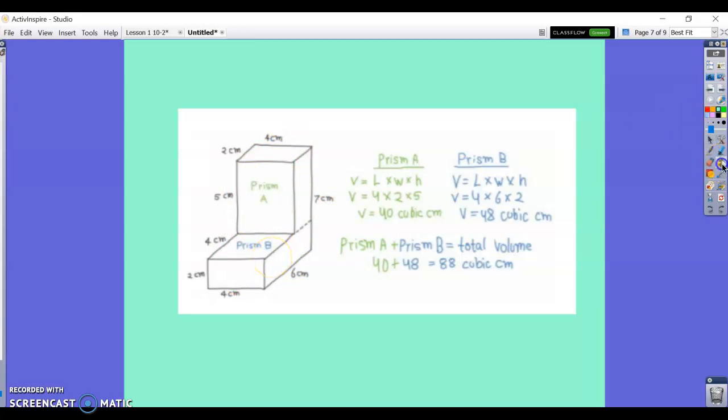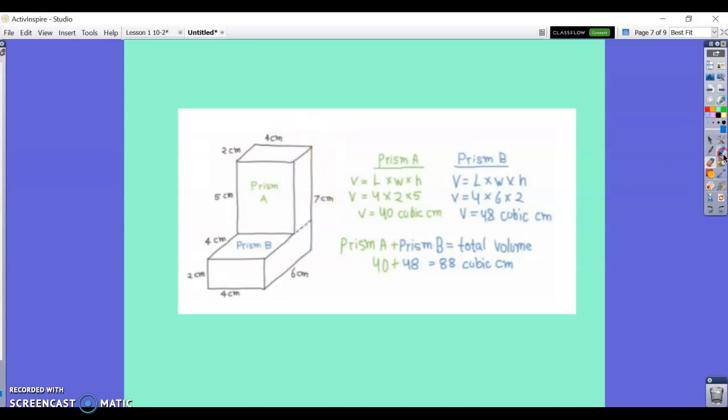So I'm going to just start with prism A, and I'm going to try to find the length, the width, and the height for this prism. Now take a look here. I'm going to highlight, right here says 7 centimeters. That 7 centimeters is this entire side. Okay, but we're working on prism A. So does 7 centimeters make sense for me to use? No, it does not.